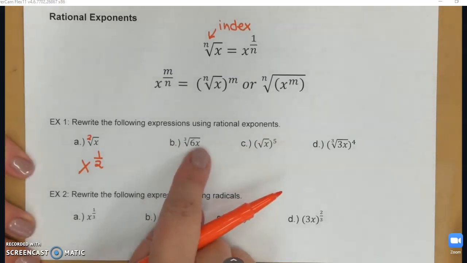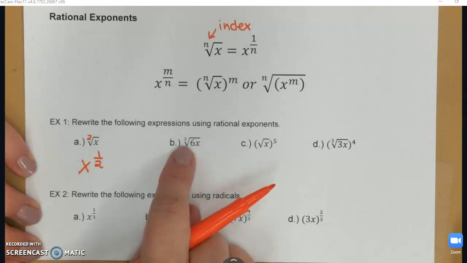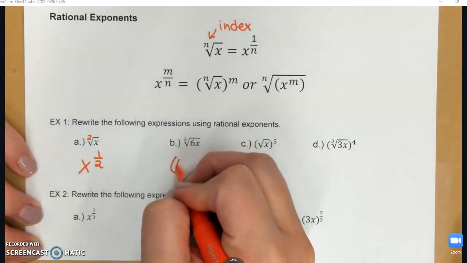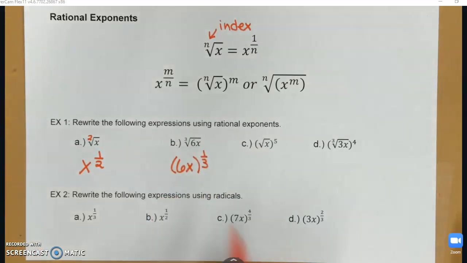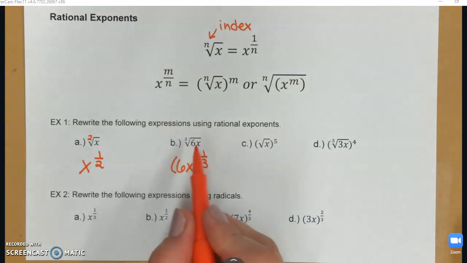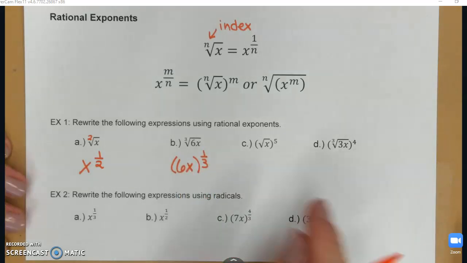Okay, let's look at b now. I have the cube root of 6x. So this is going to be the same thing as 6x to the 1/3 power. And what's important here is that your 6x is going in parentheses because both the 6 and the x were in your radical. So we need to clarify that the 1/3 power is being applied to the 6 and the x, not just the x.